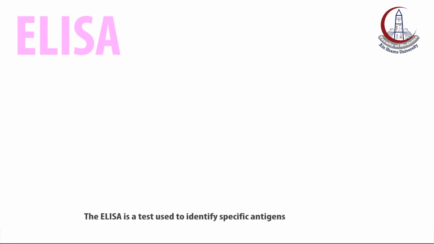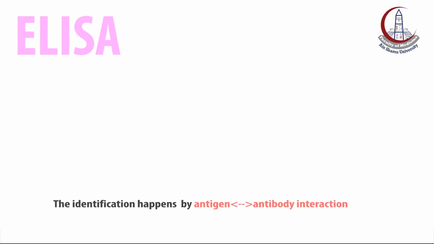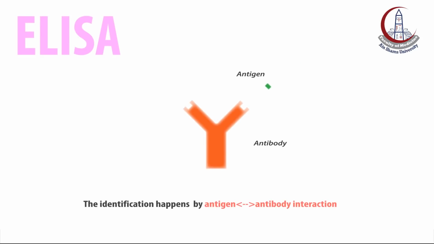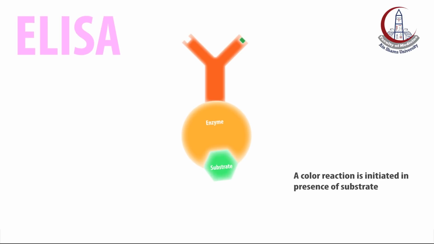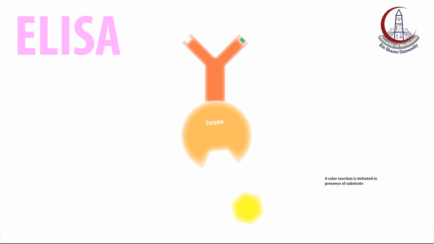ELISA is a biochemical technique which is used mainly in immunology to detect the presence of an antibody or an antigen in a sample. The indicator system in ELISA is an enzyme attached to an antibody and a substrate. The enzyme converts a colorless substrate, which is known as the chromogen, to a colored product, indicating the presence of antigen-antibody binding.